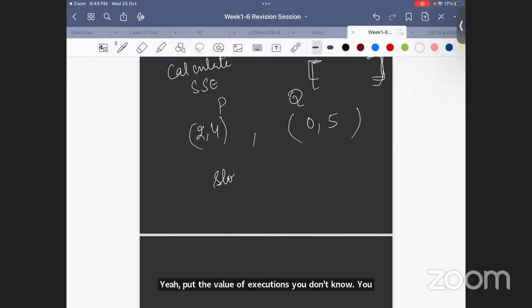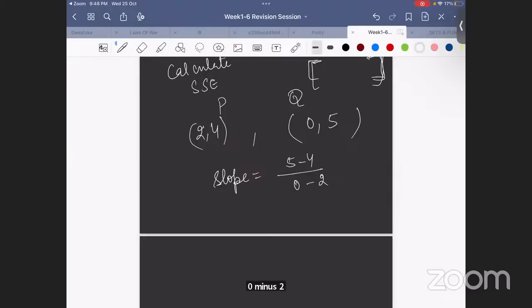What is the equation you are getting? What is the slope? The slope is (5 minus 4) upon (0 minus 2). 0 minus 2 is minus 2, correct? So the slope is minus 1 by 2.